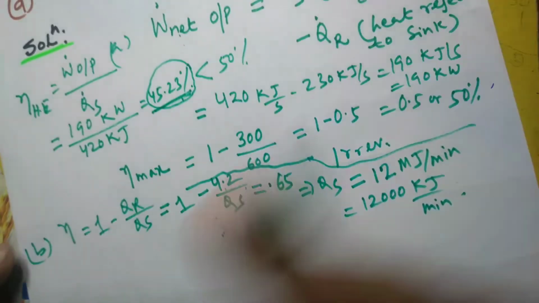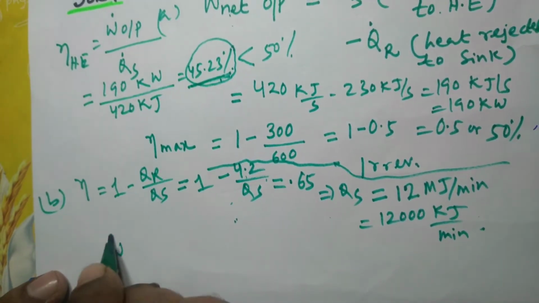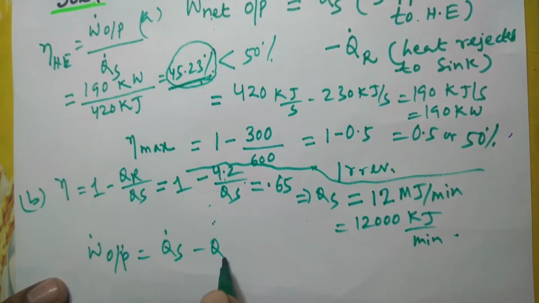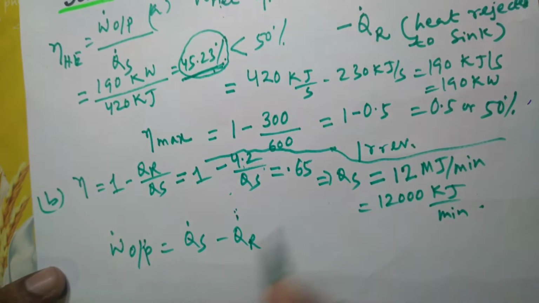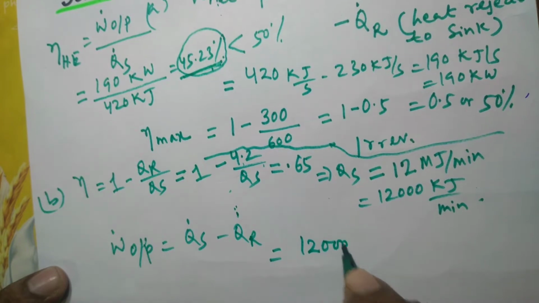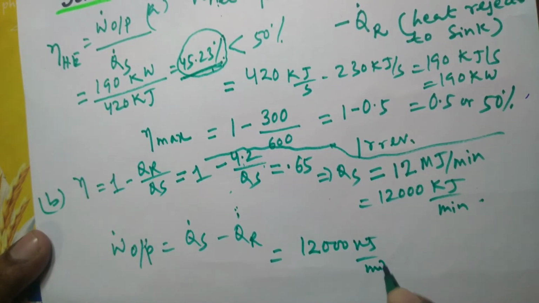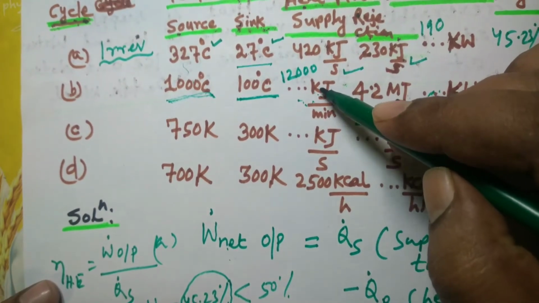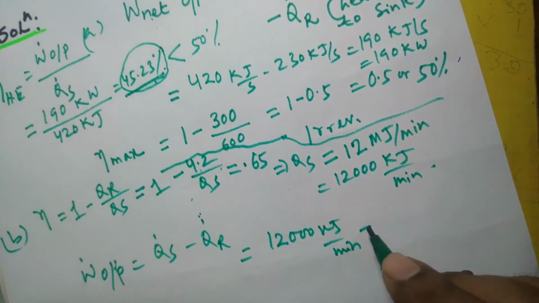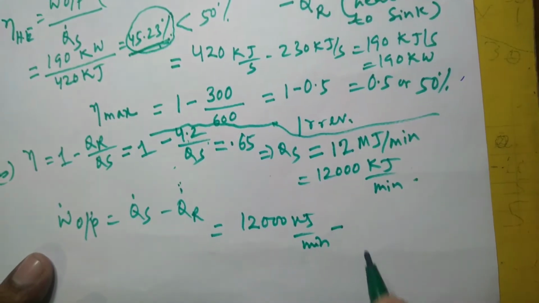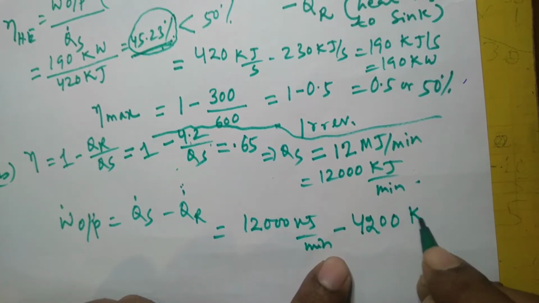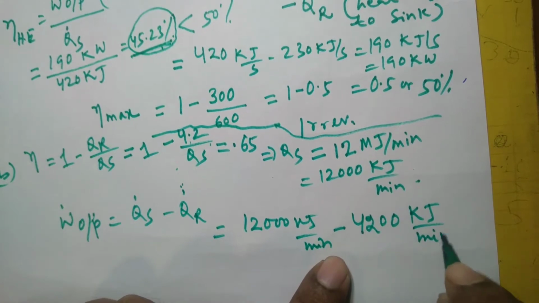So we have to find out the rate of work output. Rate of work output will be rate of heat supply minus rate of heat rejected. So this is equal to, heat supplied is 12,000 kilojoule per minute, and this is 4.2 megajoule per minute. We have to convert that into kilojoule. 1 megajoule is 1000 kilojoule. So 4.2 multiplied by 1000 is 4200 kilojoule per minute.